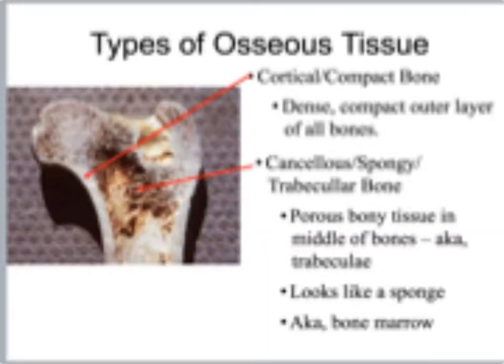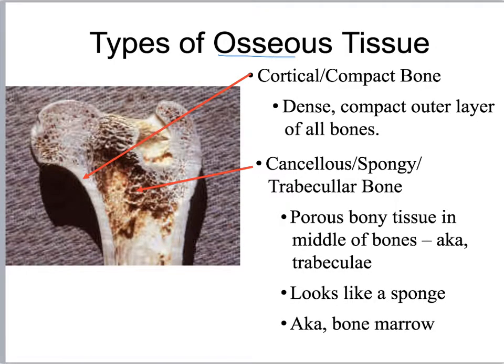All right, focusing in now on bone. Fancy term for bone, osseous tissue. We're going to divide that up into cortical bone and cancellous or trabecular or spongy bone. You'll notice that there's a lot of synonyms here. Cortical and compact. Compact meaning dense. Cortical meaning it's the outer edge.